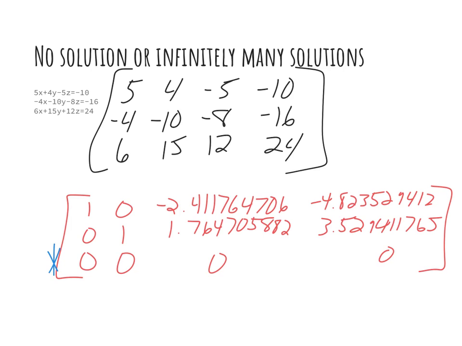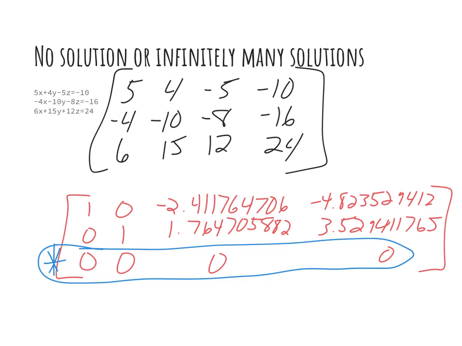Take a look at this last row here. I've got 4 zeros on it. And that means that I have infinitely many solutions. It doesn't matter what anything else in my matrix says. As long as I've got that one row that's got 4 zeros in it, I have infinitely many solutions.